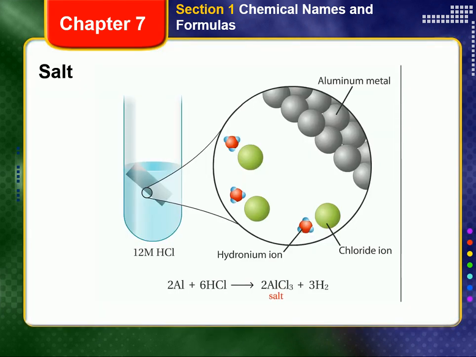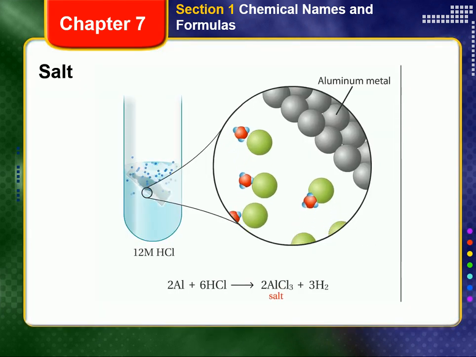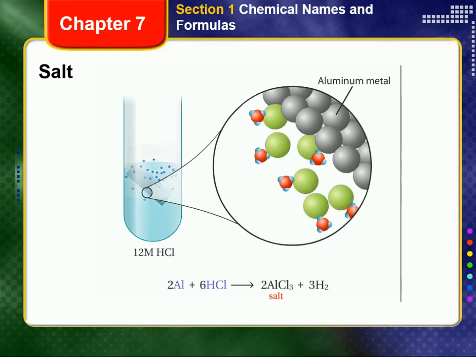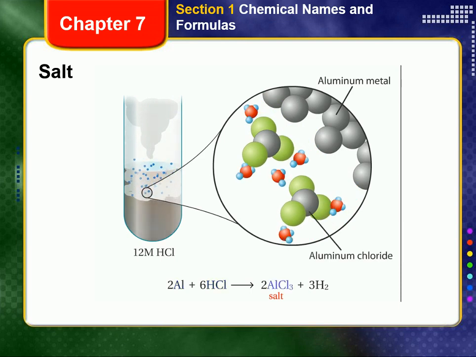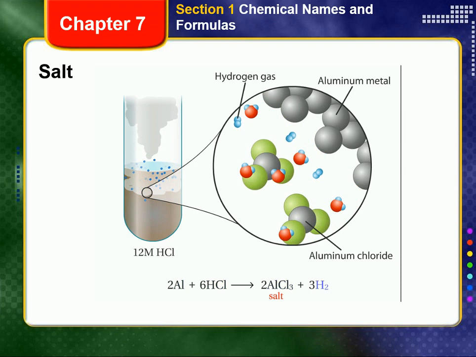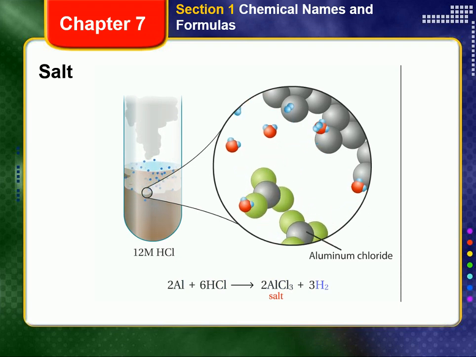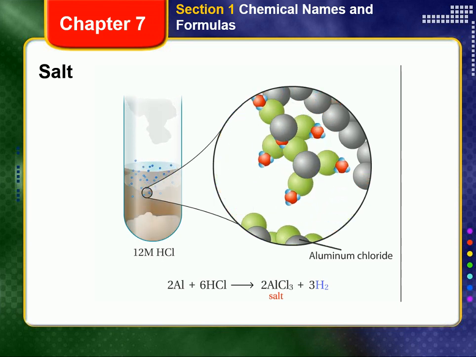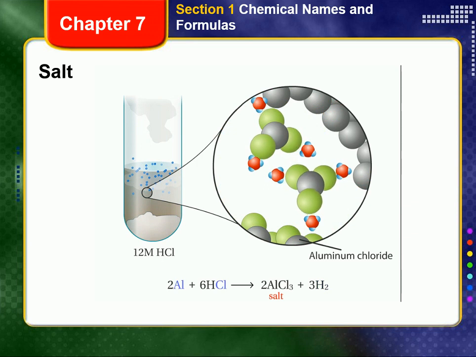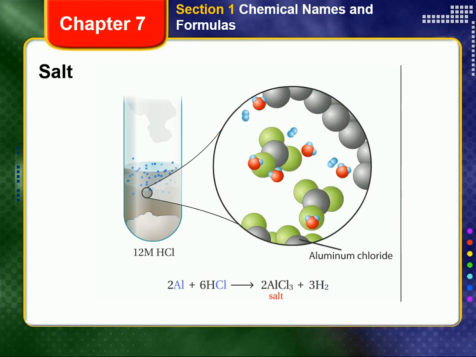When aluminum metal is placed in a solution of 12 molar hydrochloric acid, the aluminum quickly combines with the dissociated chloride ion. In doing so, it forms a salt, aluminum chloride, and releases hydrogen gas. By definition, a salt is formed when a metal atom, or a positive radical, takes the place of the hydrogen of an acid.